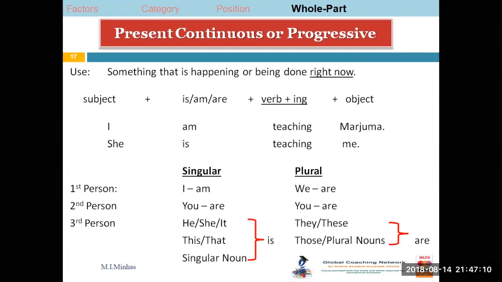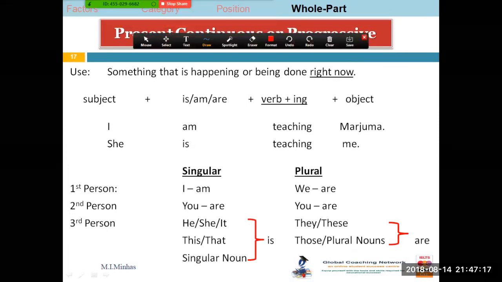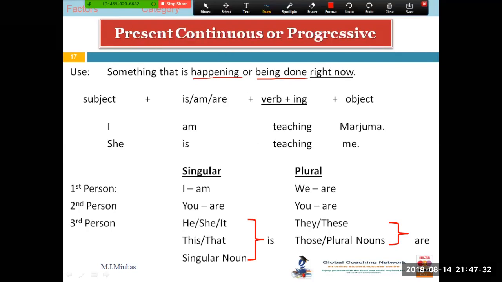Now, here is the next tense, that is present continuous tense. In case of present continuous, just remember, if something is happening right now, or something is being done right now, that is counted as present continuous tense. In our Urdu language, whenever there is raha hai, rahi hai, rahe hain type of words at the end of a sentence, then it means we are using present continuous tense, or it is also known as present progressive tense, right?